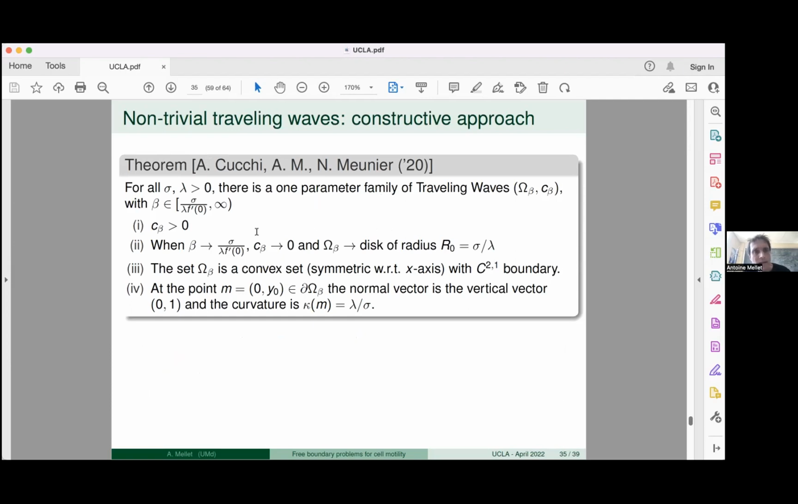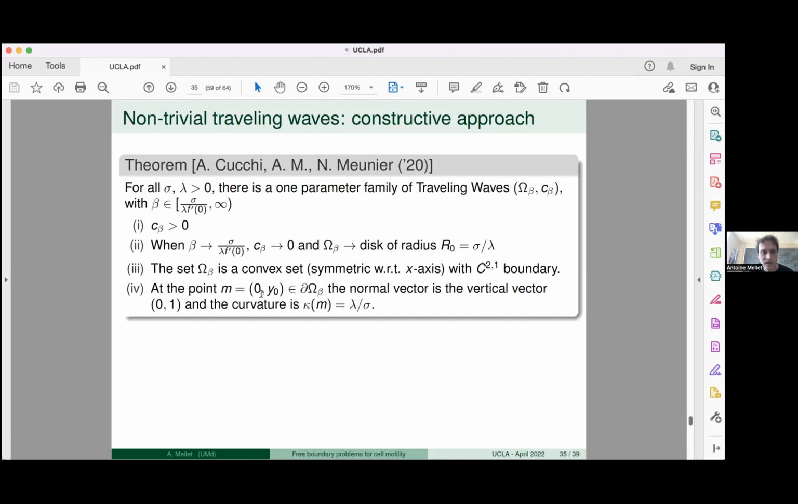is that if you fix lambda and sigma, there is a one parameter family of traveling waves, right? Parameterized by this coefficient beta, which has to be above this critical value, sigma over lambda f prime 0, with all of them having positive speed. And when beta goes to this critical value, the speed goes to 0, and the set Omega goes to the disk. Right? The set Omega is always convex and symmetric with respect to the x-axis. Now that's just to fix the invariance with respect to the y direction. The boundary is C2 and we always fix that.